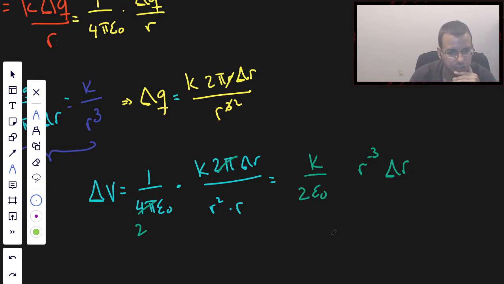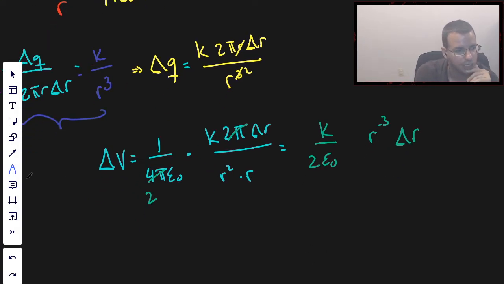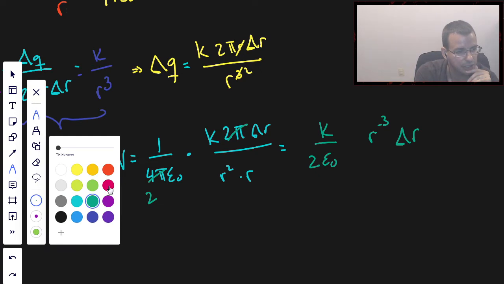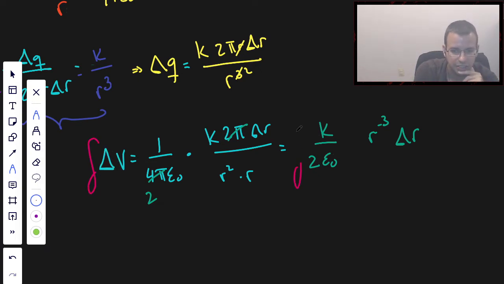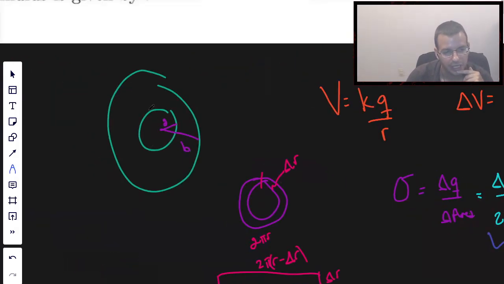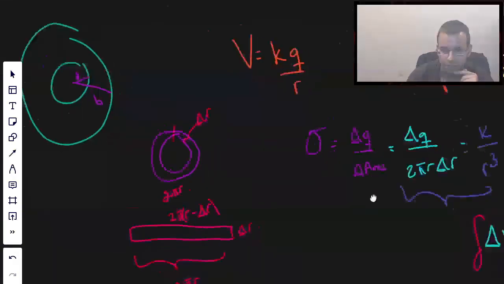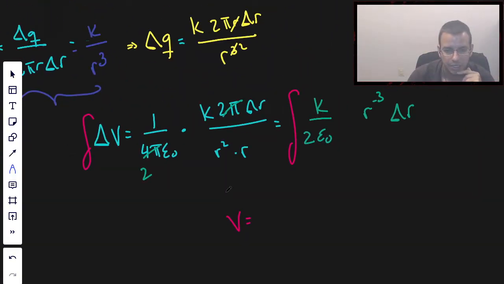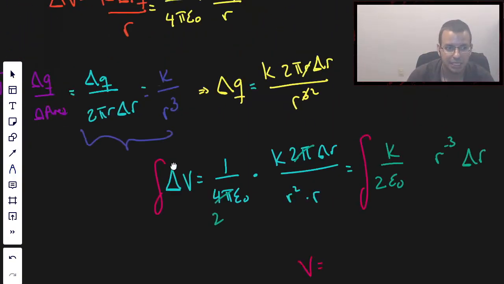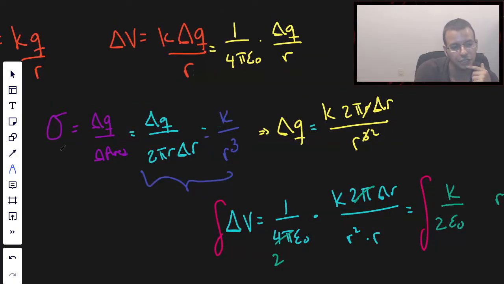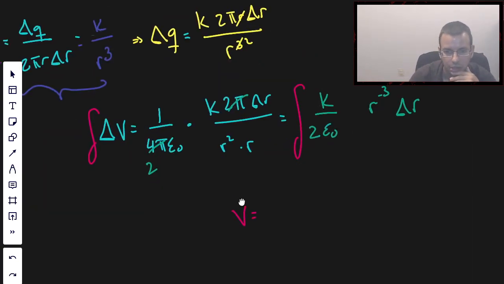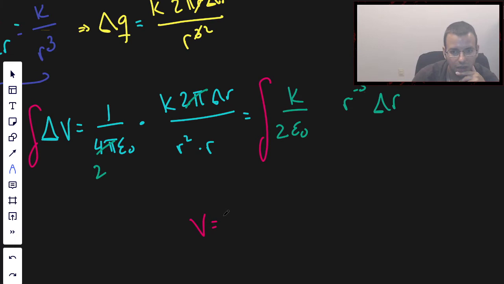All right, so I think that's good. I think we're good. So now, integrate both sides. Integrate, integrate. And so V, we're going to integrate from A to B. So we're going to do it from the inner part to the outer part. Because it's between A and B is where the surface charge density, sigma, is defined as K over R cubed. That's where our assumptions hold. So now, let's see here.